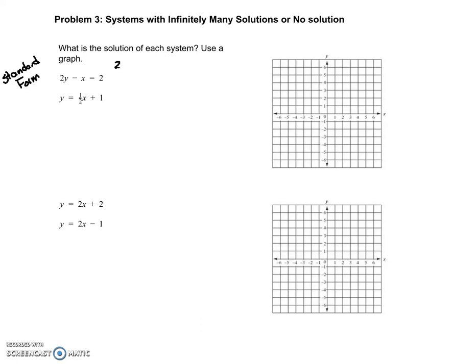So I'm going to set up my intercepts. So 2y is equal to 2, and then negative x is equal to 2. That means y is equal to 1 and x is equal to negative 2. So I need to go ahead and graph that one using those intercepts. So on my x-axis, I'm going to negative 2. On my y-axis, I'm going to 1. We're just going to put a few more points on here. And I'm going to go ahead and graph that line.